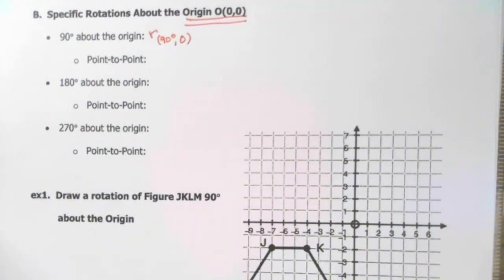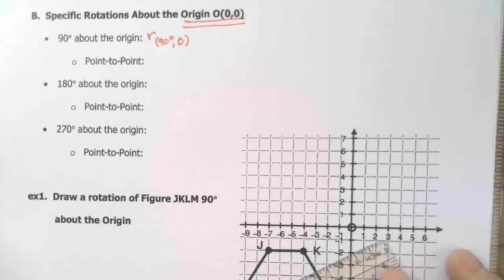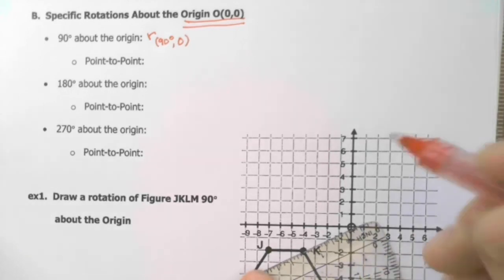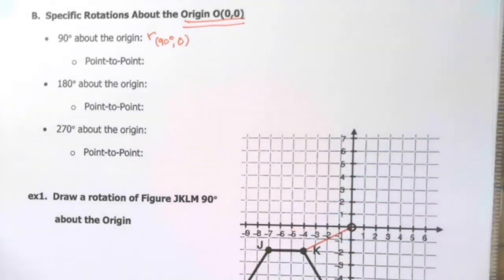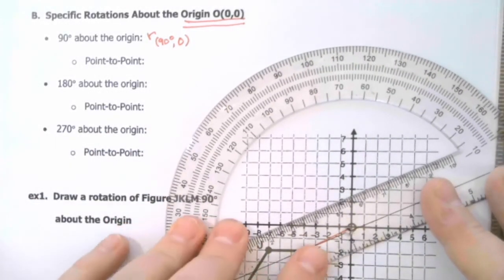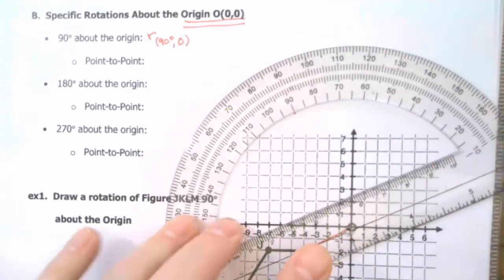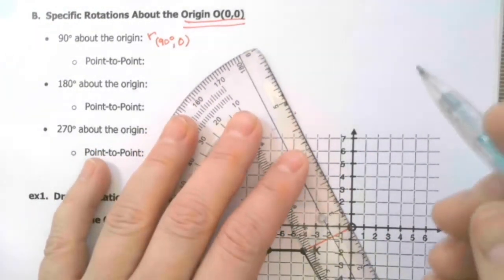Okay, so if we have to do this manually, let's rotate point K 90 degrees. So we draw a line from K to the center of rotation, which is the origin. Then we measure 90 degrees using our protractor and draw a guideline.